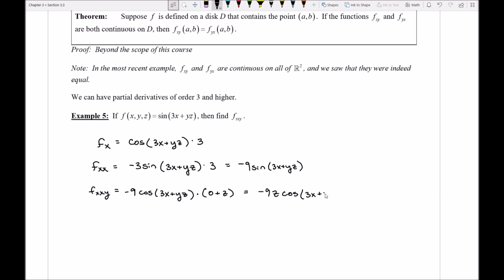And I could have mixed and matched and done all sorts of different partials here. I could have done a partial with respect to z, with respect to x, with respect to y. I could have done all sorts of different partials in any order that I wanted and followed the same general procedure that we had done throughout this entire section.